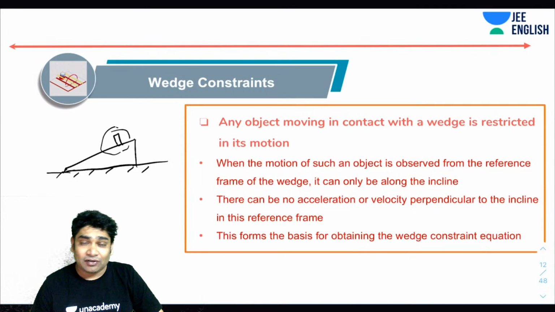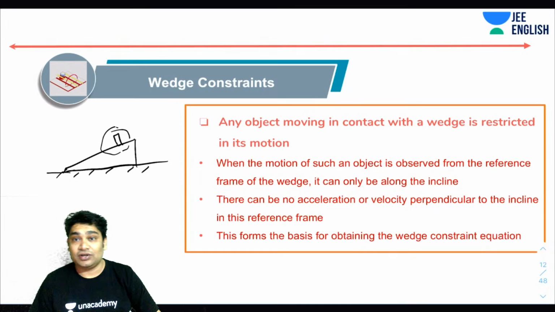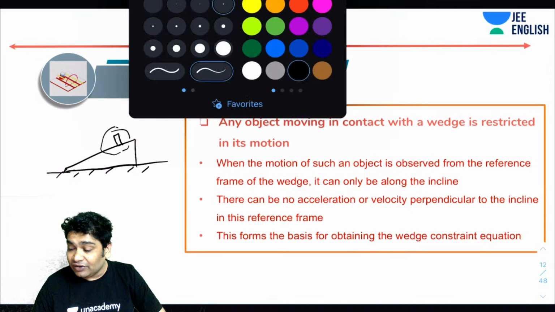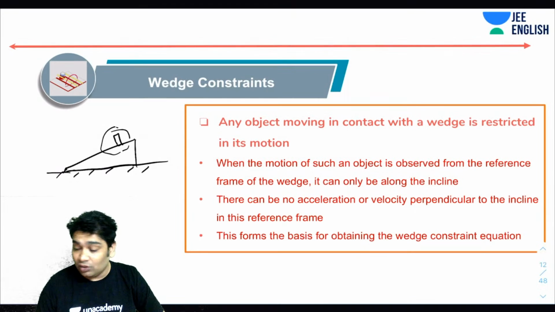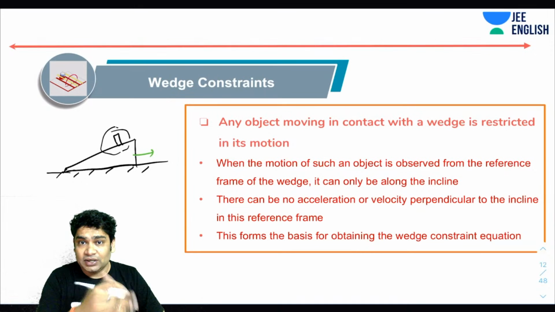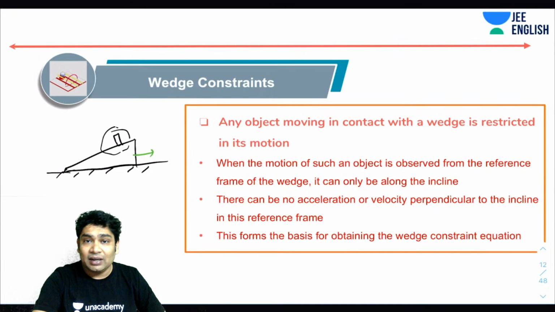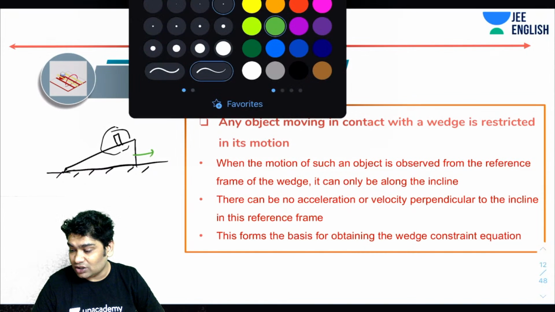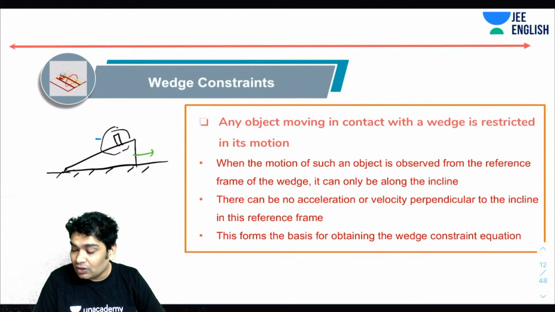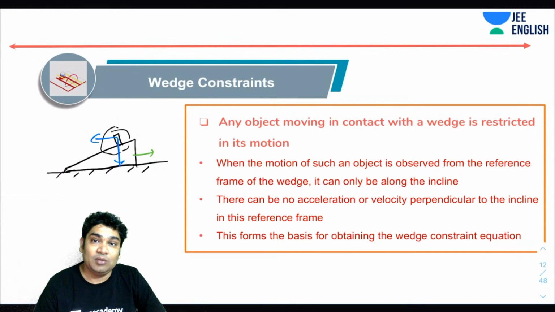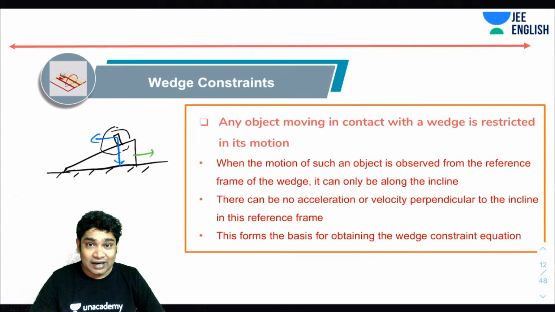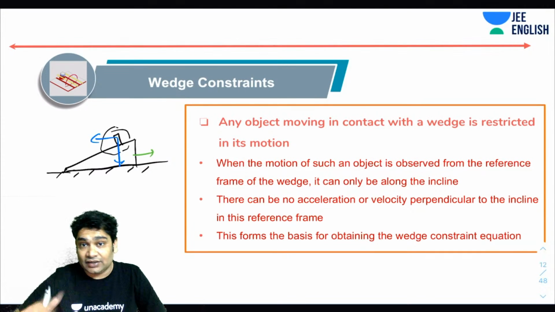Okay, so how do you calculate or identify the equation of wedge constraint? When the motion of such an object is observed in the reference frame of the wedge, you will realize, in the reference frame of ground, both of them may be moving. Maybe the wedge is moving like this, or it could have moved even in the opposite direction due to some external force. But here I'm assuming that the wedge is moving in some direction like this, and the block has some velocities in x and y both, and some accelerations in x and y both, and is moving in some random direction.